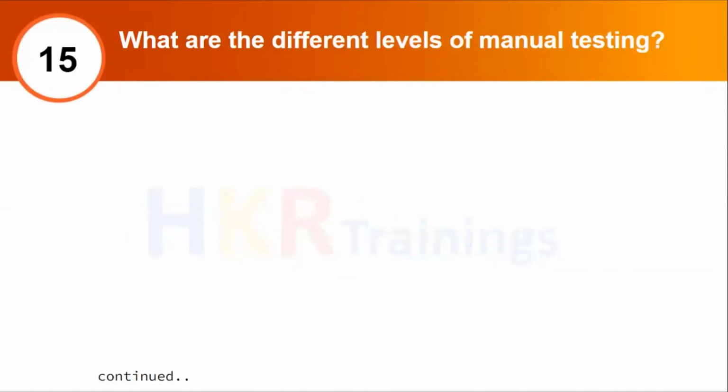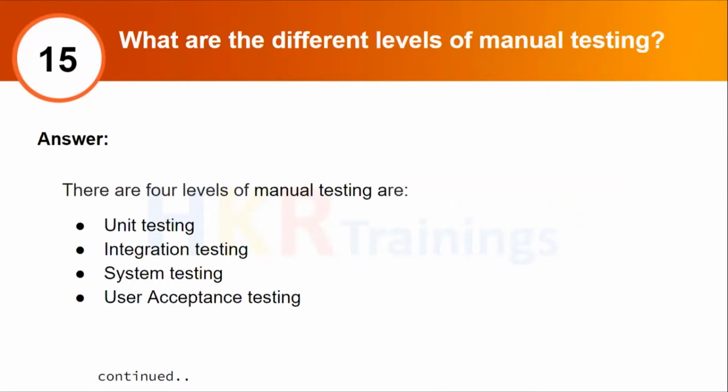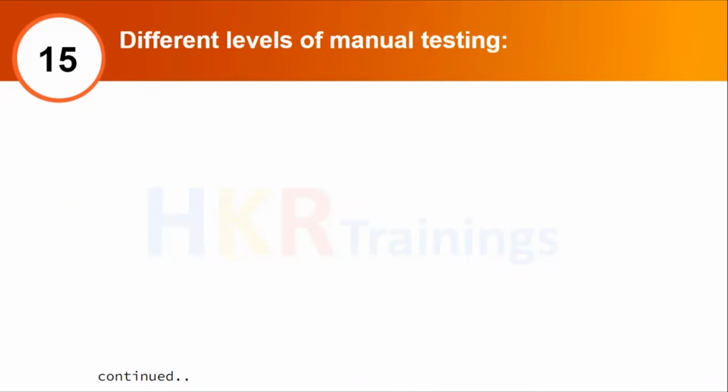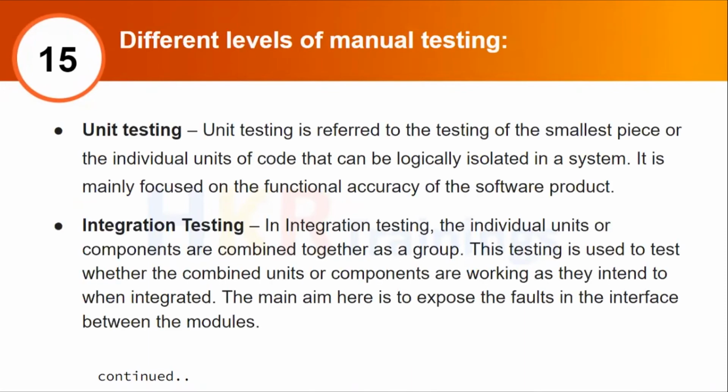What are the different levels of manual testing? We have four levels in manual testing. The first one is unit testing, then integration testing, followed by system and user acceptance testing. In unit testing, we are testing the smallest piece of the code. For example, we have three or four developers working on the same product. One developer will be developing one module and the other developer will be developing another module. So we are testing the individual units of the code. This is called unit testing.